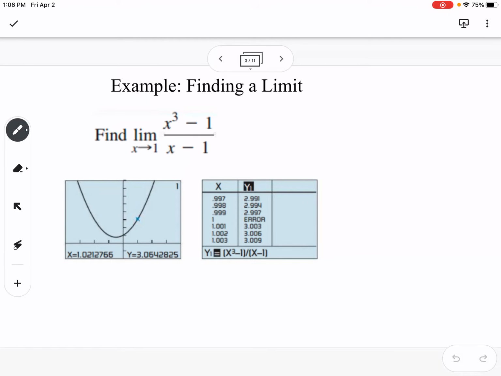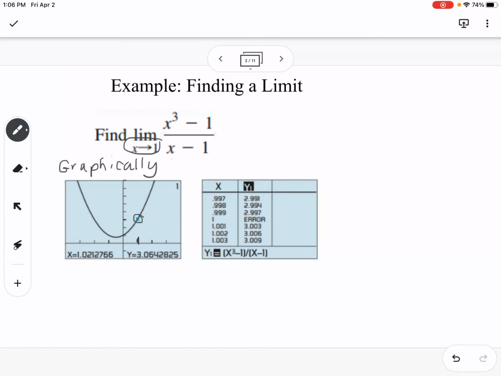Okay, so our first example is finding a limit. We can find a limit graphically. If we look here, we're looking for the limit as x approaches 1 of x cubed minus 1 over x minus 1. We're looking at that point right there. We know that point is not defined on our graph because if we plug 1 in, we would be dividing by 0, and we can't do that. So there's a hole there, something that's not actually defined at that point.